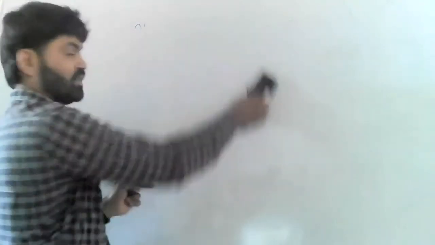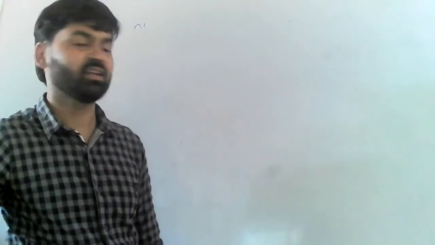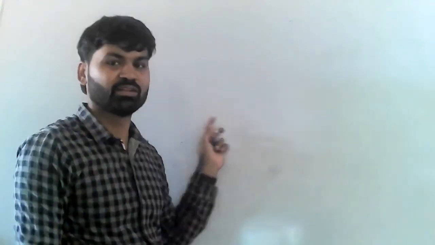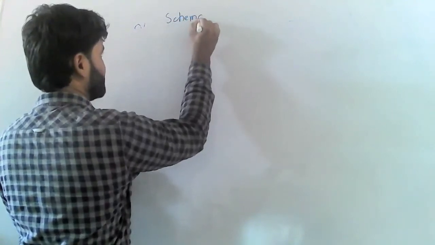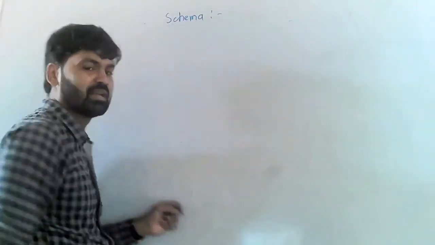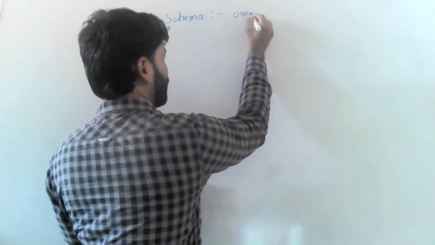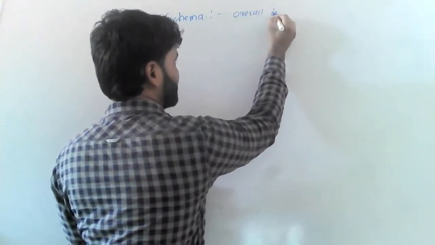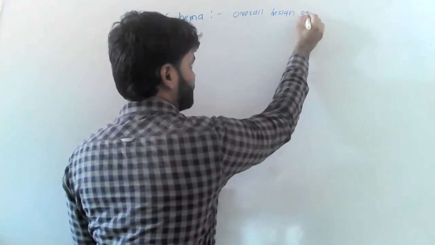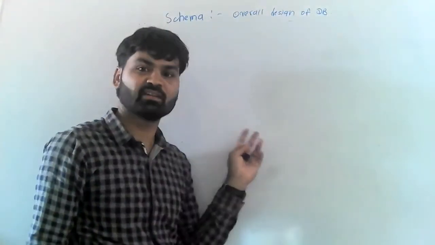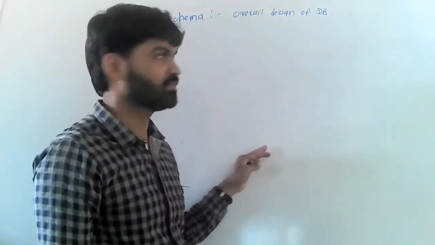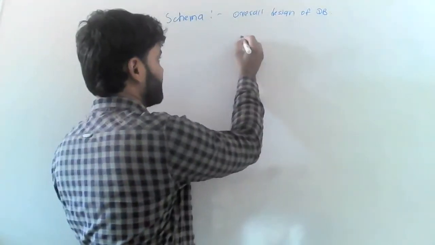In this way, we have studied the view of the data. The next point is schema. What is schema? Schema is the overall design of your database. Then what are the different types of schema?